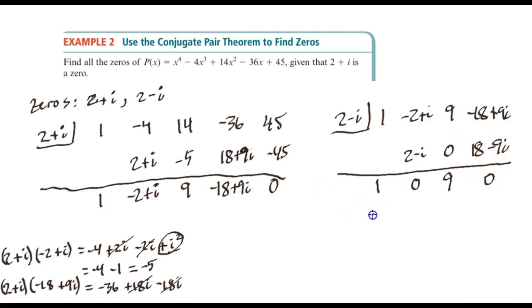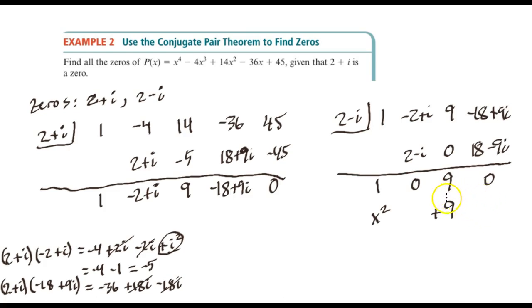So this will give us, this is x squared, so it's like 1x squared, and then this will be plus 9. And I know that this is a second degree polynomial because we had fourth degree, so this was third degree, and this is second degree. It always decreases by 1 when you use synthetic division.